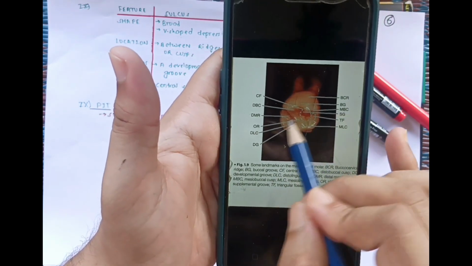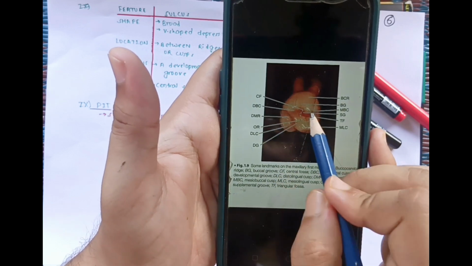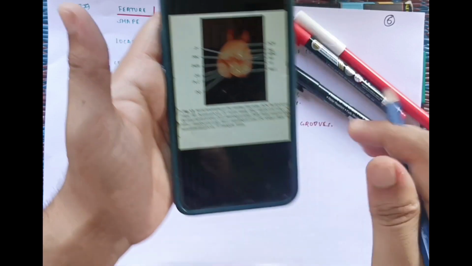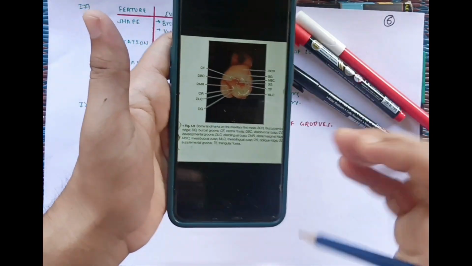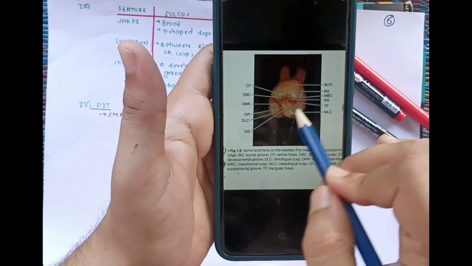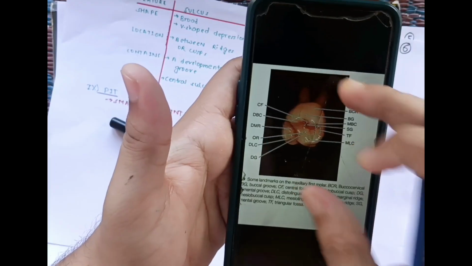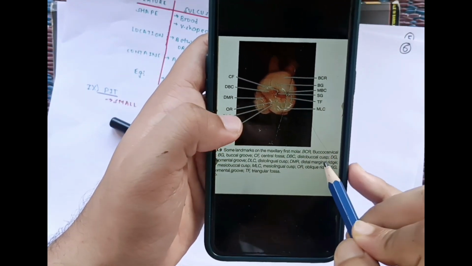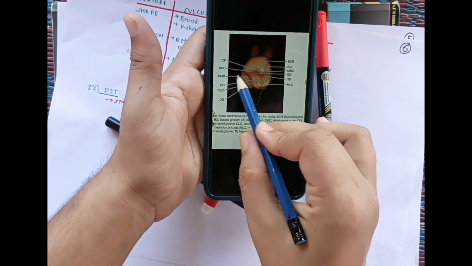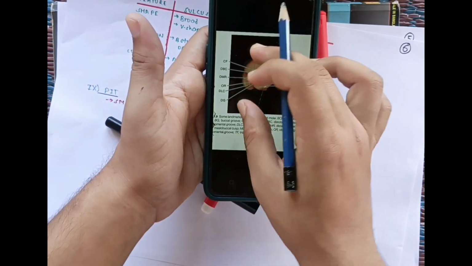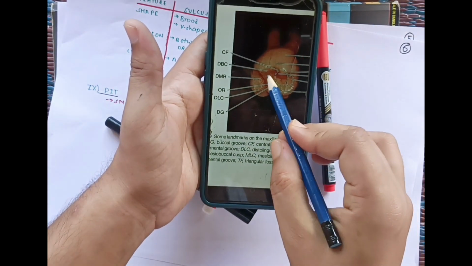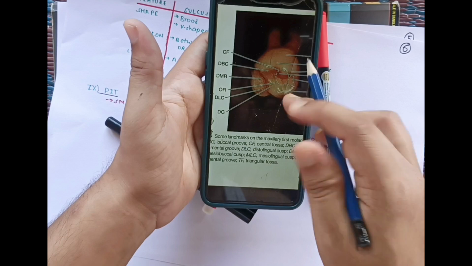Central fossa is this circular pattern, this large area. This is a three-dimensional area, and that area is called the central fossa. Here we can see the distobuccal cusp, DBC. The distobuccal cusp is present here, and it is visible in the photo. So distobuccal cusp is the name of the cusp.